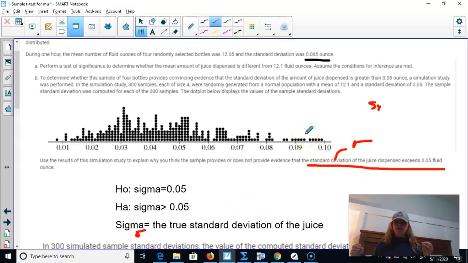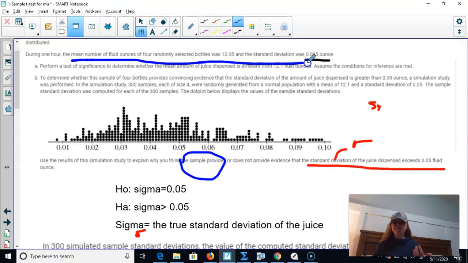Next, what are we going to do? Well, we don't have conditions to check, because we haven't learned that for sigma. We're just using a simulation here, and it talks about the sample. What do they mean by the sample? Does our sample provide evidence? Here is our sample up here. So here is our statistic that we care about, because we need to generate a p-value right now. We need to generate a p-value.